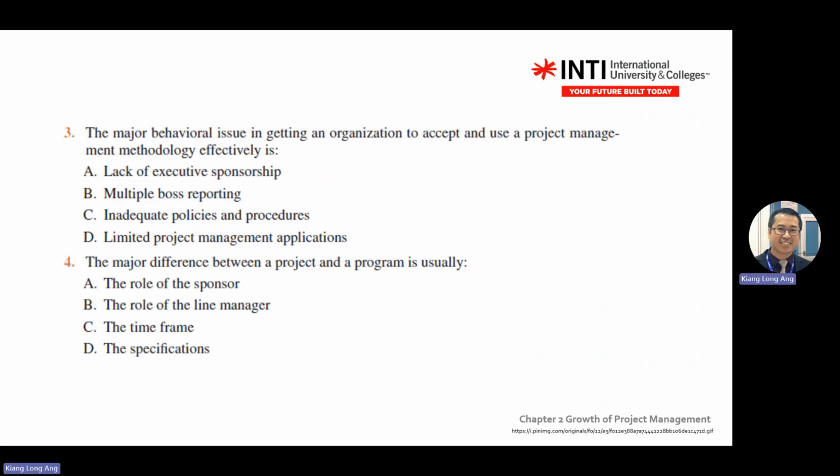Number 3, the major behavioral issue in getting an organization to accept and use a project management methodology effectively is what? Sponsorship, boss reporting, multiple, inadequate procedure, limited application. What do you think?